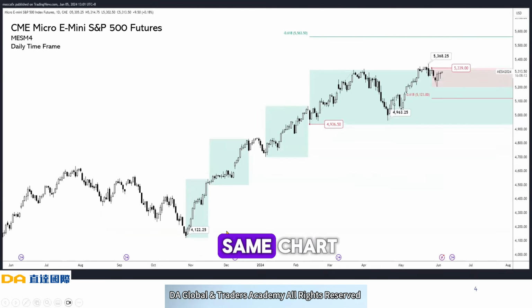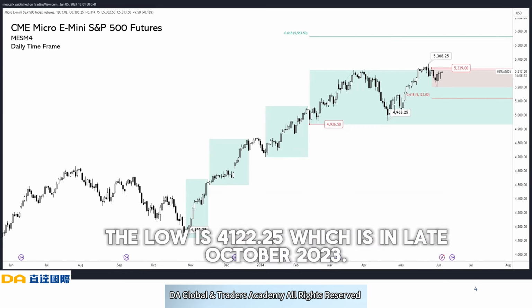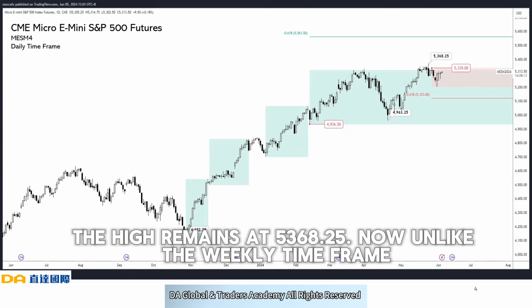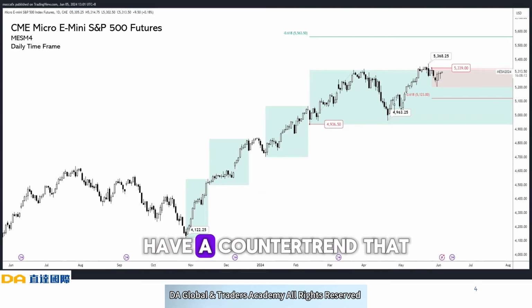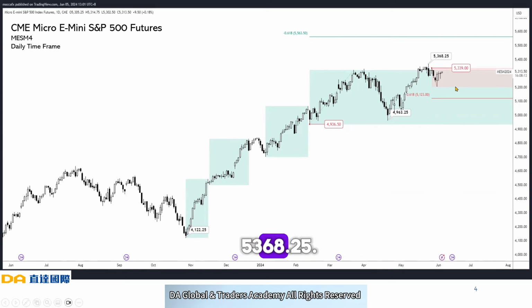Now, this is the same chart, but on the daily time frame. In this particular time frame, you can see that the low is 4,122 and a quarter, which is in late October 2023. The high remains at 5,368 and a quarter. Now, unlike the weekly time frame, we have a series of green boxes, which is the dominant trend, very much staying in play. But we also have a counter trend that is currently in place from the high of 5,368 and a quarter.